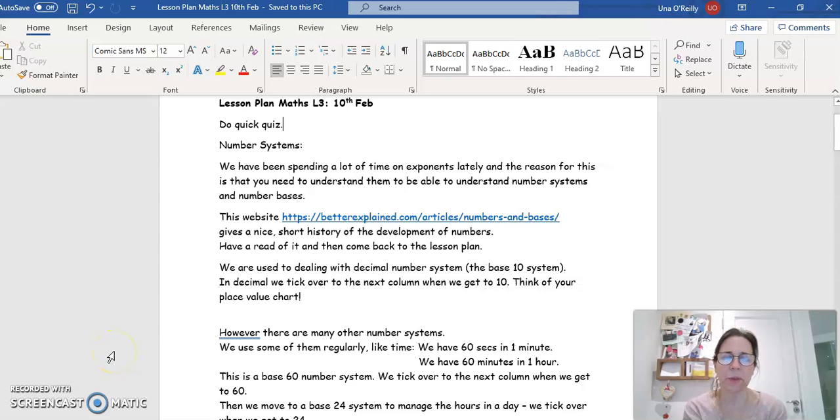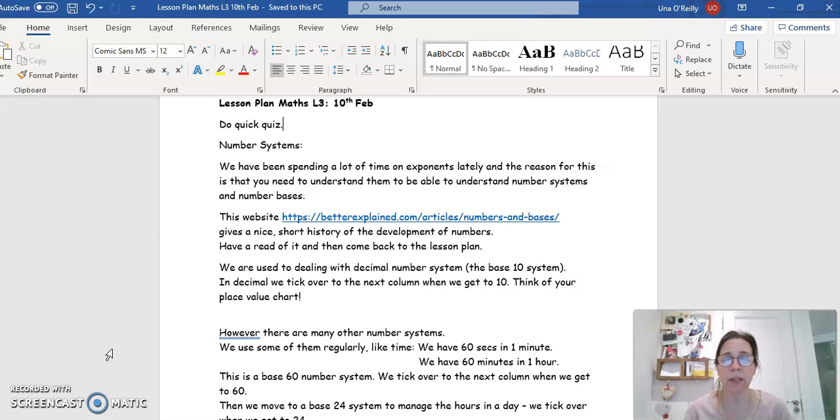Hi everybody, I just wanted to go through the Level 3 Maths lesson plan for this week and next week with you. If you've done all of the work on exponents and BIDMAS and order of operations and all of that stuff that I've sent on previously, then you'll be ready to move on to this lesson plan. If you haven't done that stuff, do it first, okay, because it's important that you understand all of that before you move on to number systems.